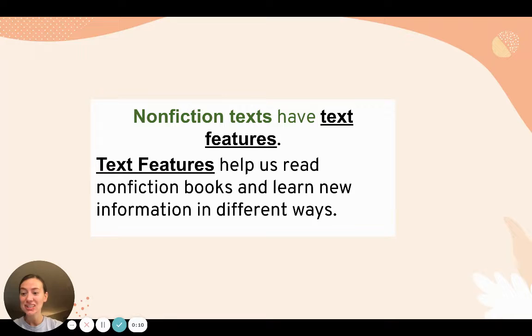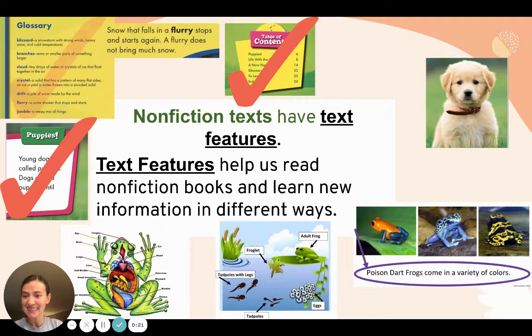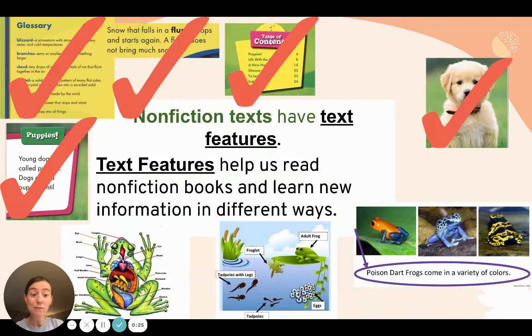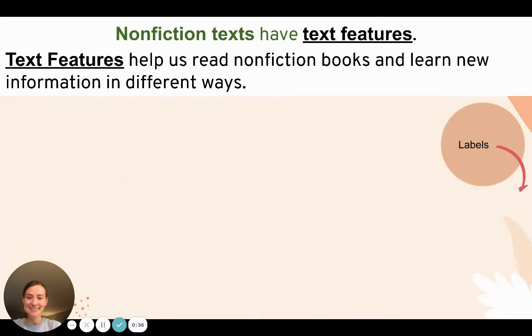Friends, today is actually our last day exploring our very last text features we're going to learn about this year. So let's take a look at what we've already learned. We've learned about table of contents and headings. We've learned about the glossary and bold words. We've learned about photographs and captions. Today, friends, we get to learn about labels and diagrams. Come on, let's take a look.